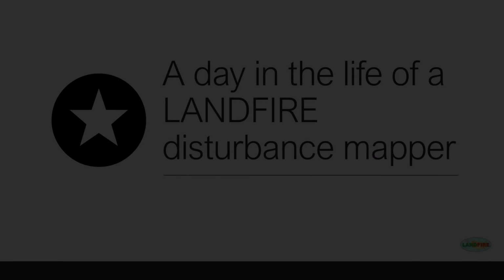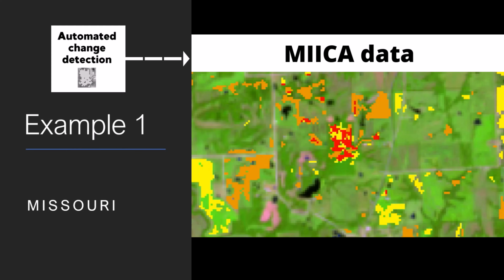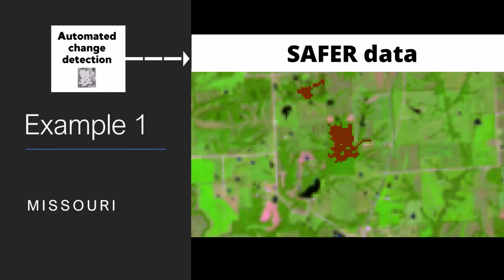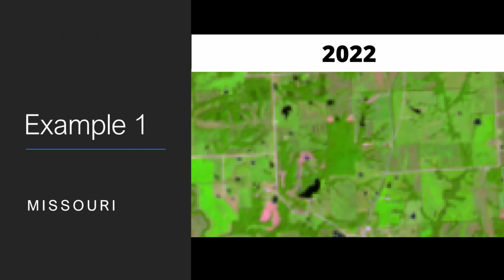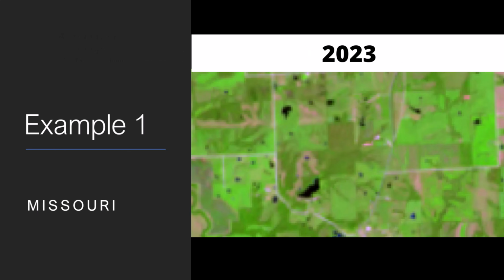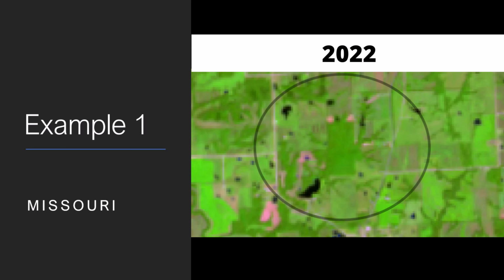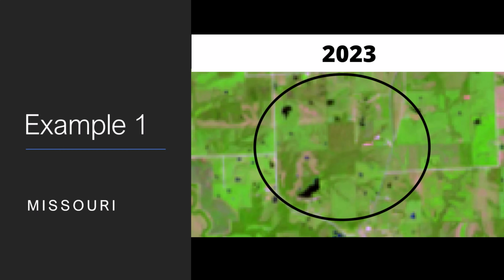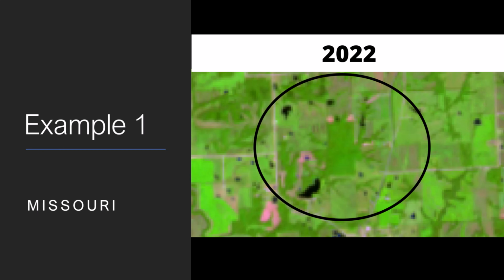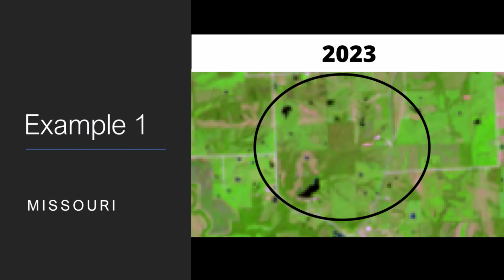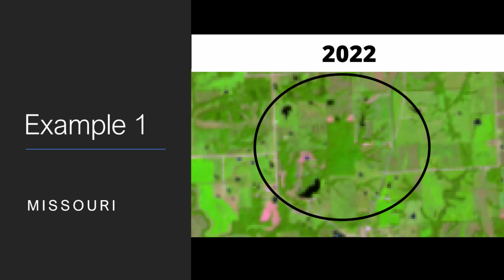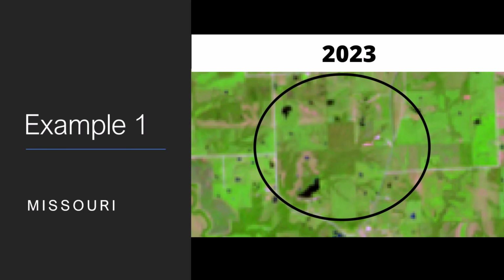Let's take a look. In this example from Missouri, the red, yellow, and orange pixels represent MICA data, and the brown pixels represent SAFER data, both of which are detecting a disturbance. By toggling on and off the 2022 and 2023 imagery, we can see the 2022 circled landscape is green, signifying an intact vegetation canopy. In 2023, there's a slight transition to brown, indicating a reduction in vegetation cover. Most likely, there was a thinning or selective harvest in this patch of forest.